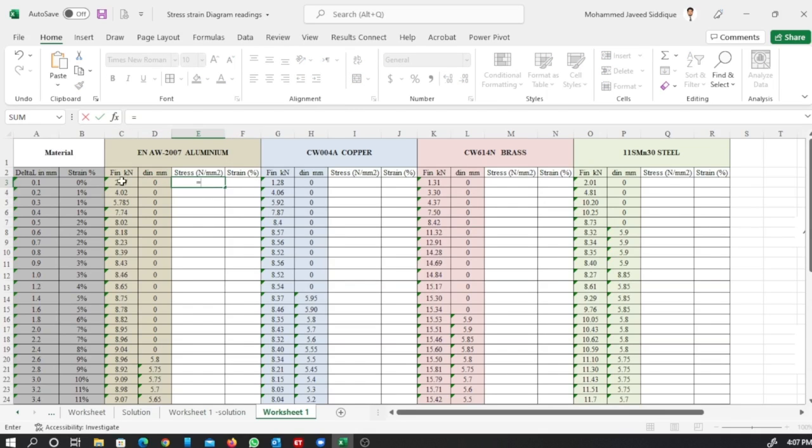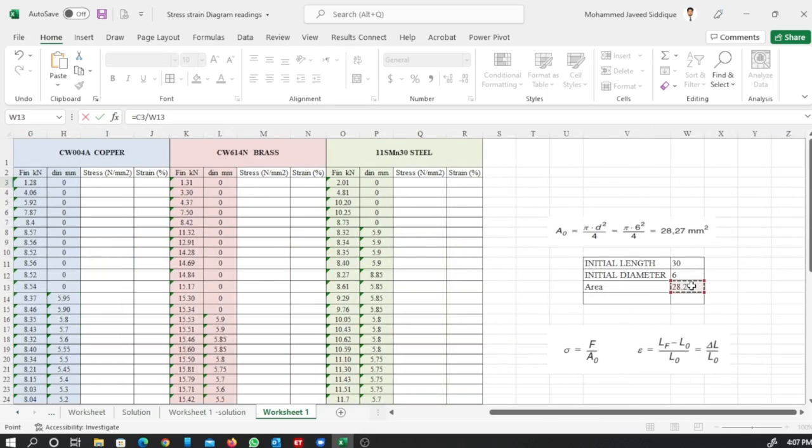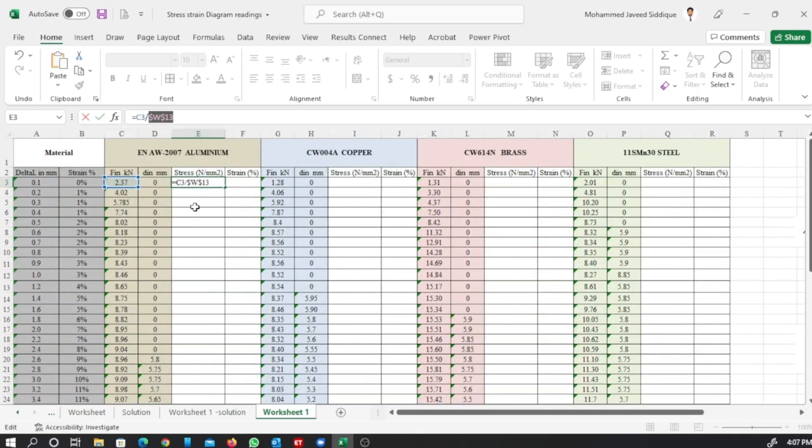So stress is equal to force divided by the area, which we have calculated from here, 28.27. Again, I don't want the area to change every time I go down with the force values, so I will put dollar signs. But remember students, C3, which is the force, is in kilonewton. I want the stress values in Newton per millimeter square, so millimeter square is the area. To convert kilonewton to Newton, I will multiply the whole thing with 1000.